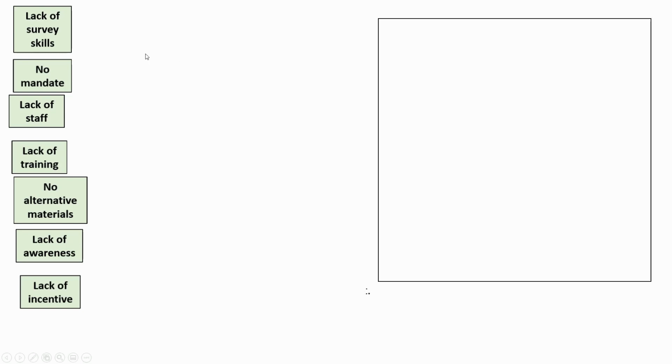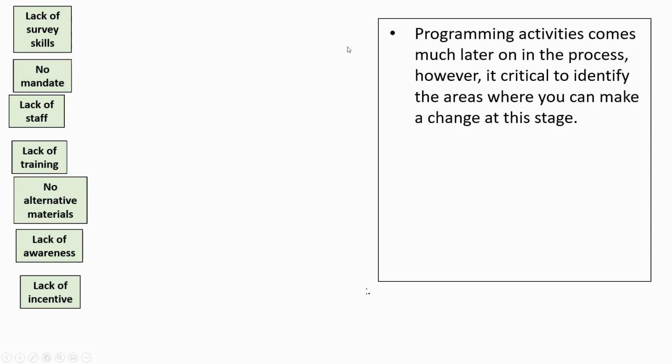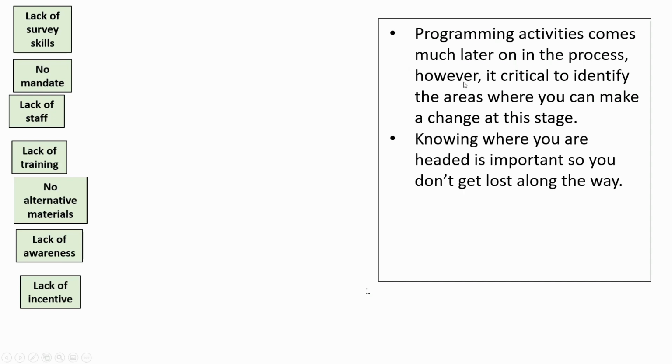But look at these other ones here. Lack of survey skills. Programming activities really come later on in the process in Module 7: the exact things that we're going to do, the exact steps that we're going to take. But we want to identify at this point the things that we can change. We don't necessarily have to describe how we're going to change them, but we want to describe the things that we're going to change. So knowing where you're headed gives you some direction so you don't get lost along the way.